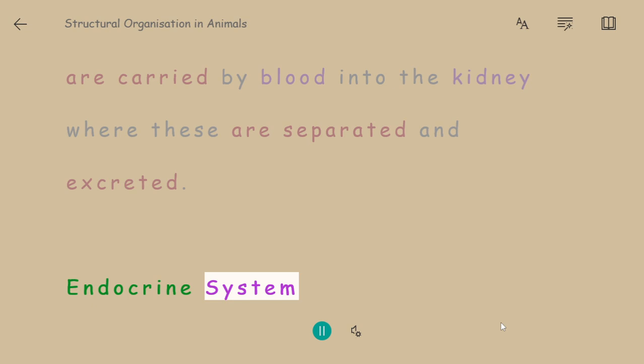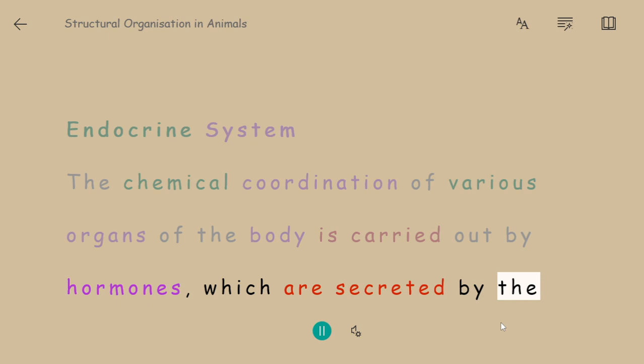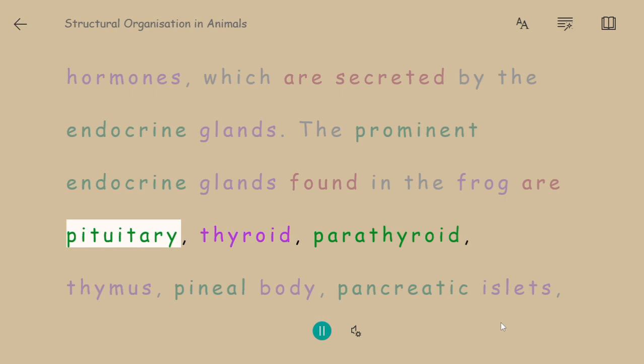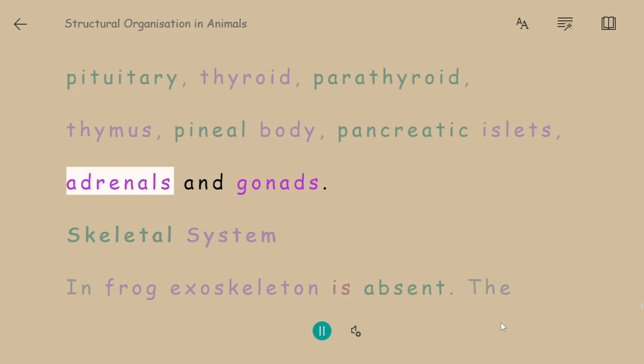Endocrine system. The chemical coordination of various organs of the body is carried out by hormones, which are secreted by the endocrine glands. The prominent endocrine glands found in the frog are pituitary, thyroid, parathyroid, thymus, pineal body, pancreatic islets, adrenals, and gonads.